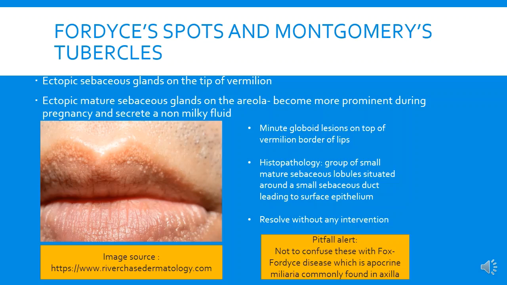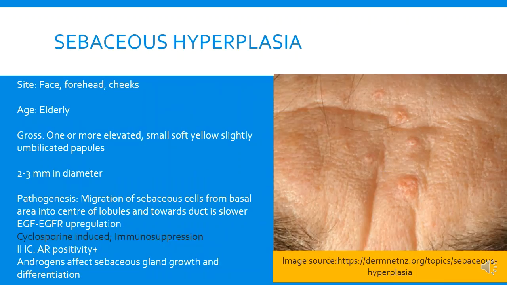Sebaceous hyperplasia. Sebaceous hyperplasia is usually seen on the face, forehead, and cheeks, and they are usually multiple, and these are seen in the elderly. This is very important because if you notice these in a young patient, you should always think of a syndromic association. However, the syndromic association is less common with sebaceous hyperplasia. Grossly, there will be one or more elevated, soft, yellowish, slightly umbilicated papules, and these are 2 to 3 millimeters in diameter.